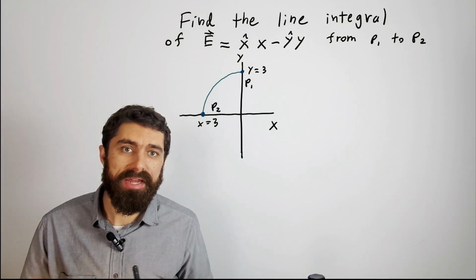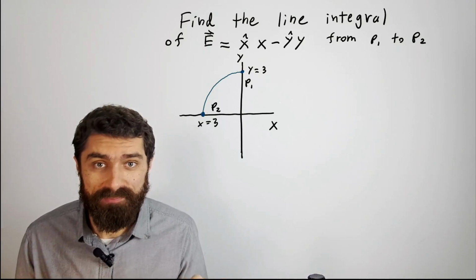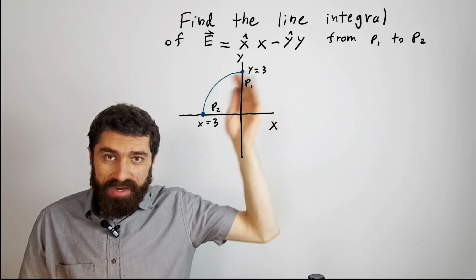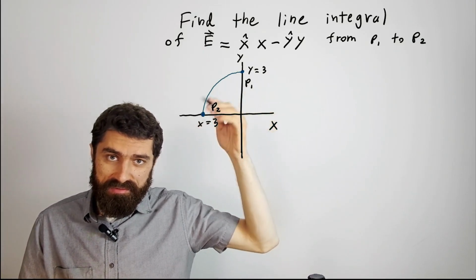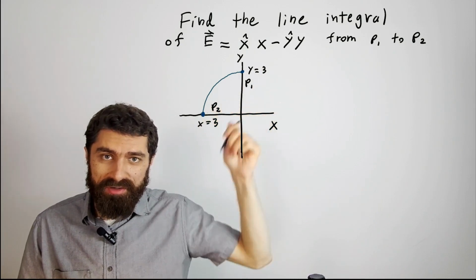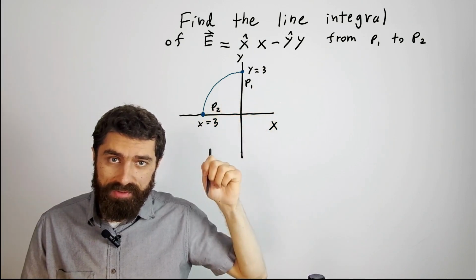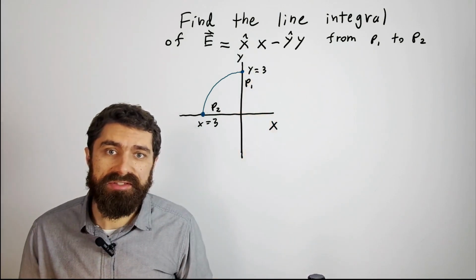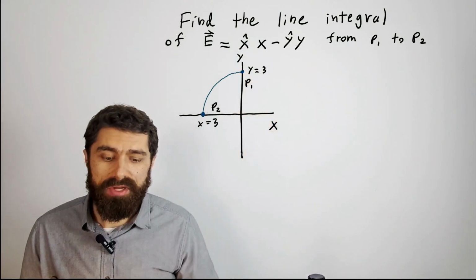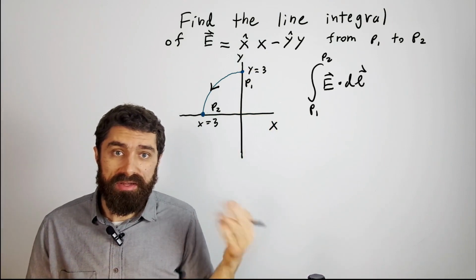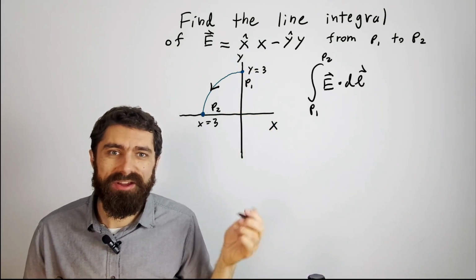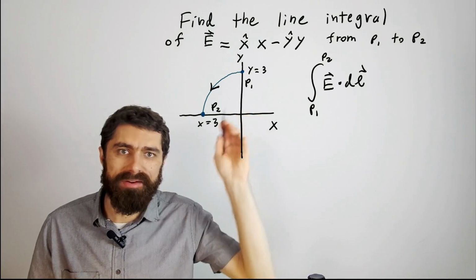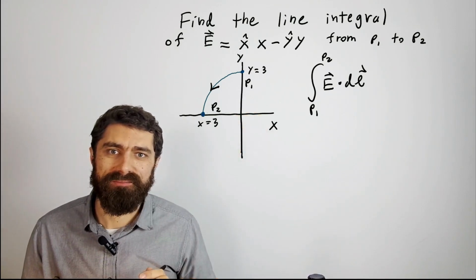All right, let's do a different example. An example involving calculating a line integral. So let's suppose you've got this quarter circle here between point 1 and point 2, and you have an electric field specified by this expression. And the question is, what is the integral of E dot dl going from point 1 to point 2?